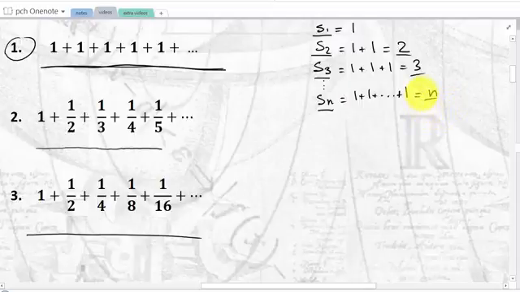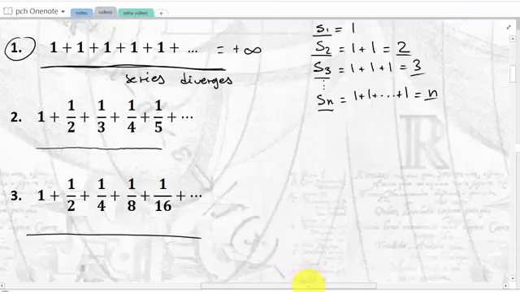And therefore, if you add an infinite number of 1s, it's not going to get anywhere. This would be infinity. And we say that the series diverges, okay? It diverges. It doesn't have a finite sum. Basically, it has no meaning, okay? Before I move on to 2, let's try to understand why this series diverges.